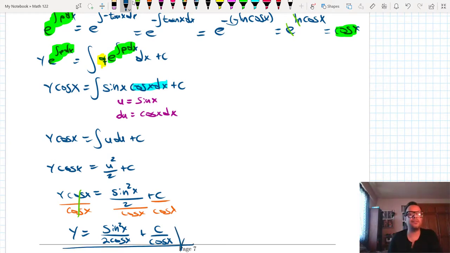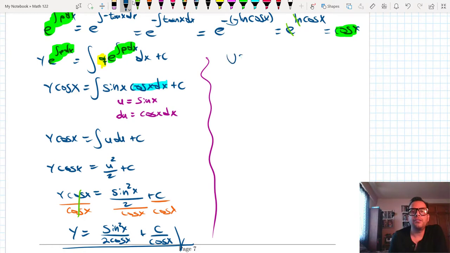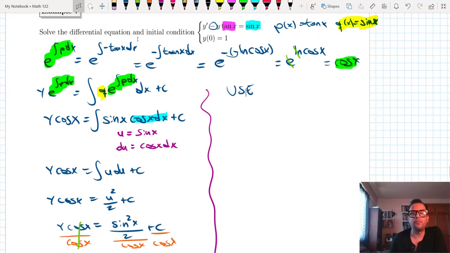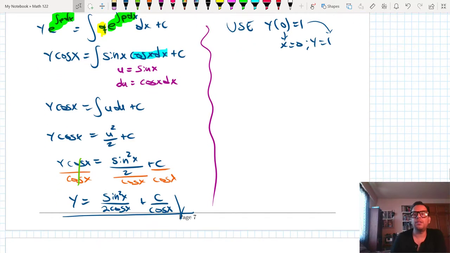Now we're going to find the particular solution. So let's use the condition y of 0 equals 1, which means that when x equals 0, y equals 1. That's what it means. So let's plug in y equals 1 over here, and wherever you see the variable x, plug in the 0.